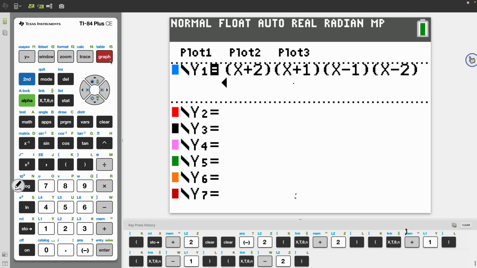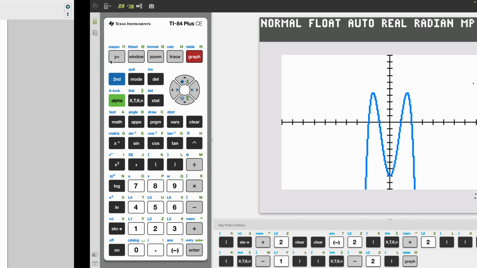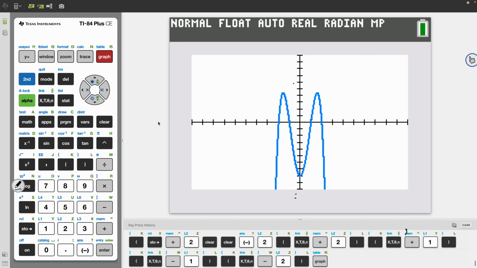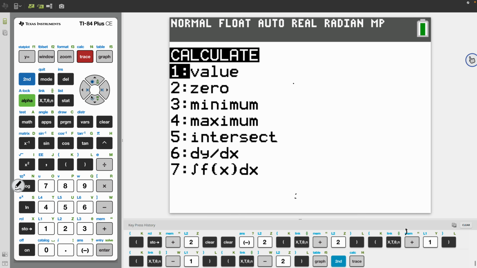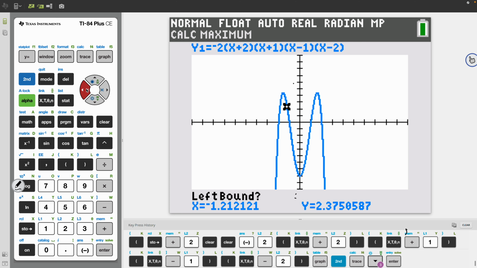Okay, and let's graph it. Let's see what we get. Okay, so this looks pretty similar to what we have on our paper, right? Now we want to find these two maximum points. So to do that, remember second trace to go to the calculate tab. Let's go to maximum. Let's go to this point first.